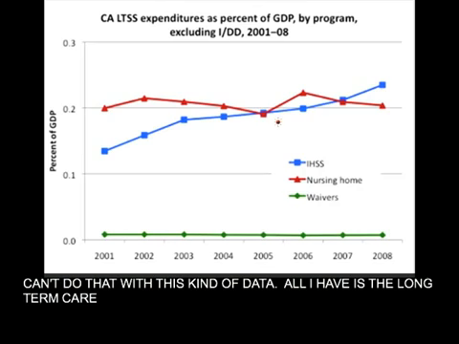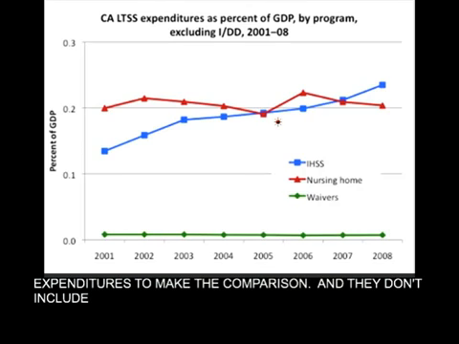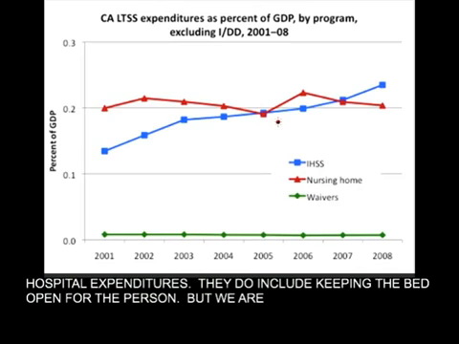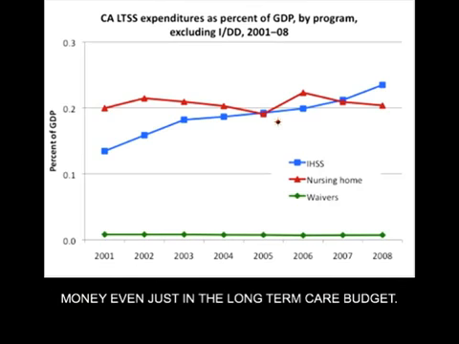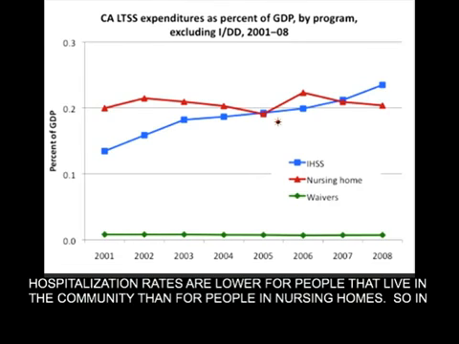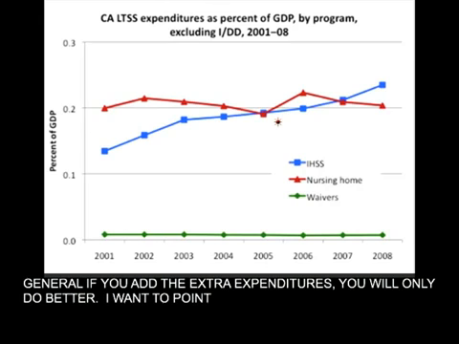All I have is the long-term care expenditures to make a comparison, and I don't think they would include hospital expenditures. They would include keeping the bed open for the person. But what we're showing is that home and community-based services save money, even just for the long-term care budget. In fact, hospitalization rates are lower for people who are living in the community than for people in nursing homes. So I think in general, if you add the extra expenditures, you're only going to do better.